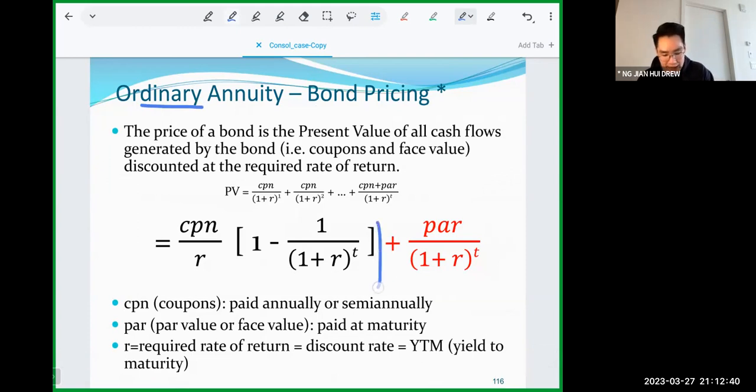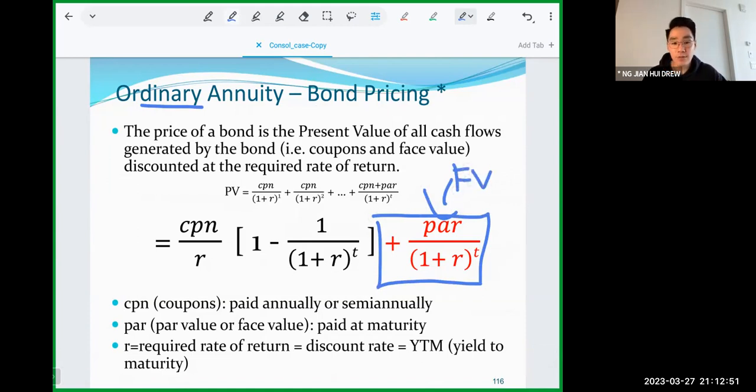Now, why is there this portion here? What's this par divided by 1 plus r to the power of t? So this is basically your FV that will happen. All right. And again, you don't have to worry too much because we can use Excel to do it. So we don't have to remember this formula at all. All right. But what's important to take note of is that the coupon payment can be annual or semi-annual. And therefore, we will have to do adjustments, like what we have done previously, to convert it to the lowest base. I repeat again, it has to be converted to the lowest base. So if it's annual and semi-annual, convert to semi-annual. All right.